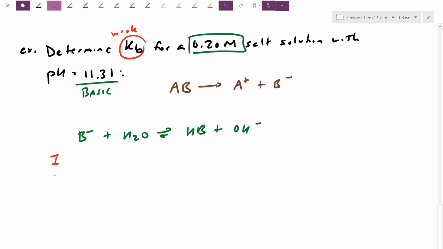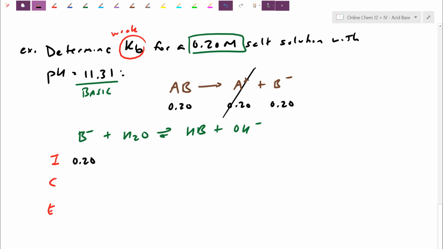Let's set up our ICE table. Just like before, my salt was 0.20. It's going to break out to become 0.20, 0.20. I don't care about the spectator ion here. It's just going to swim around in solution. It's not going to interfere. But the B minus is actually starting off at 0.20.